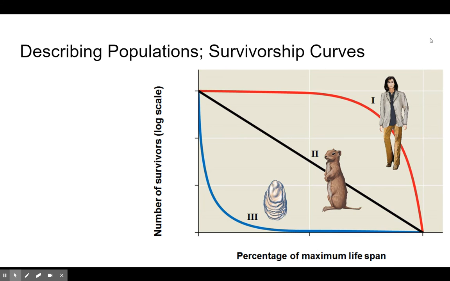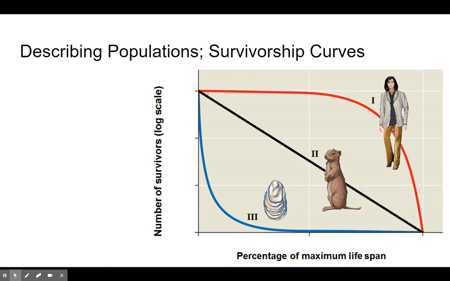This last way to look at a population is called a survivorship curve. If you look at the X and Y axis here, the X axis gives us the percentage of the maximum lifespan. The reason it gives this as a percentage is because the lifespan of a groundhog or whatever this is not the same as the lifespan of a person or an oyster. But it's saying from birth to death, when do these individuals tend to have the highest mortality rate? And our y-axis gives us the number of survivors.